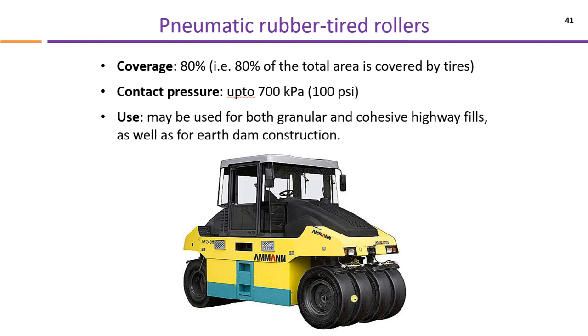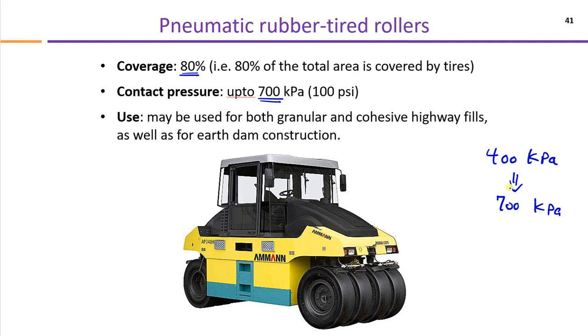Since there's a space between these tires, the coverage is not going to be 100%. So the coverage is going to be 80%. And the pressure it exerts is up to 700 kilopascal. So remember, for smooth wheel roller, it is 400 kilopascal, and for the rubber tire, it is 700 kilopascal. I can say it is almost double.